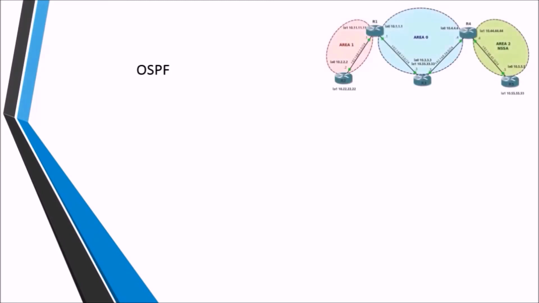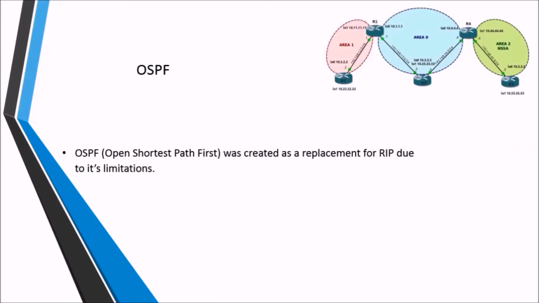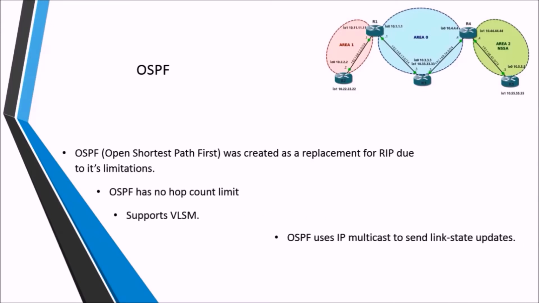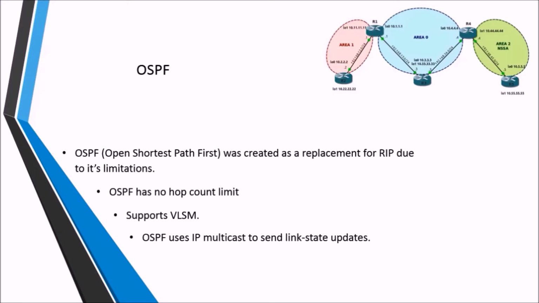Finally, we have OSPF. OSPF, or Open Shortest Path First, was created as a replacement for RIP due to RIP's limitations. For example, OSPF has no hop count limit, whereas RIP did. It supports VLSM, RIP version 1 didn't, but version 2 did. OSPF uses IP multicast to send link state updates.